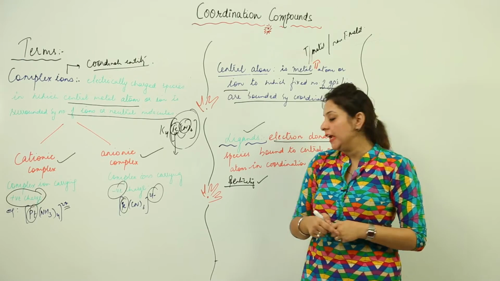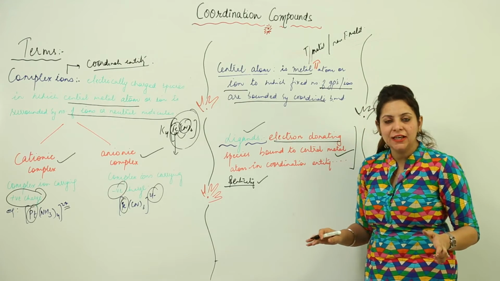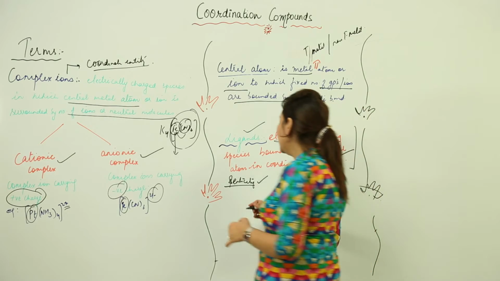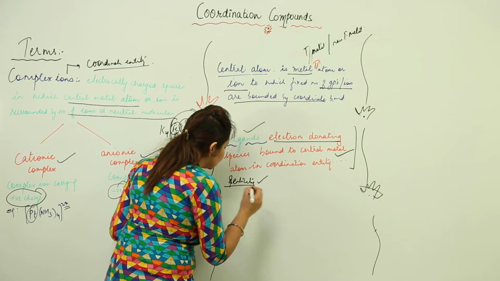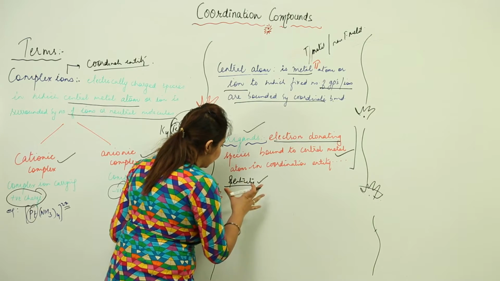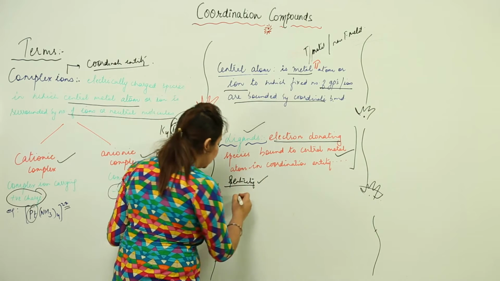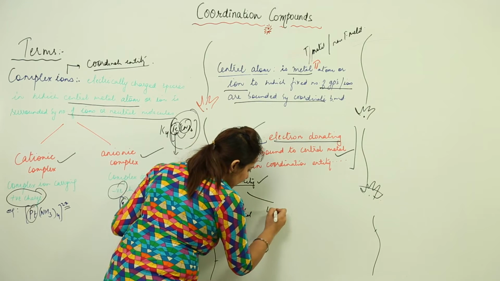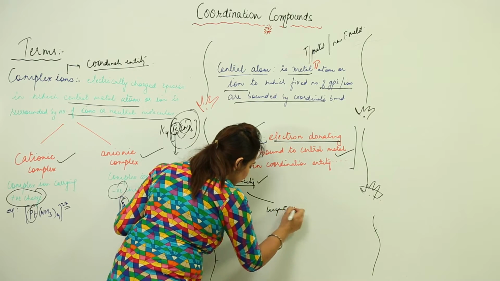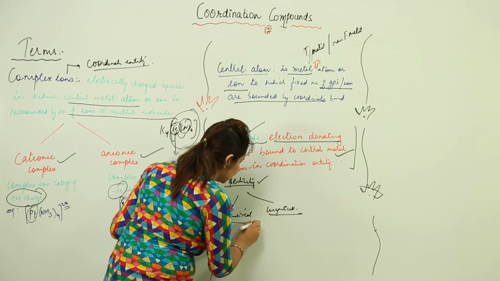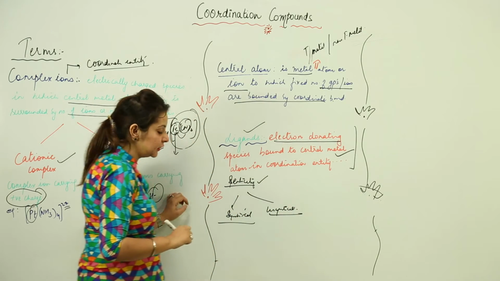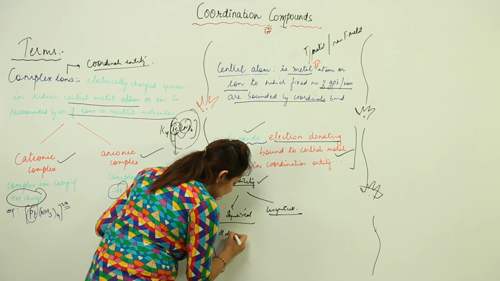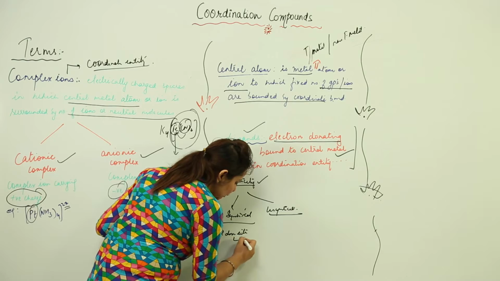Now on the basis of denticity we have already classified ligands into unidentate, bidentate, polydentate. Now depending upon whether the ligand is going to be symmetrical or unsymmetrical, we classify into two categories: symmetrical ligand and unsymmetrical ligand. So in symmetrical ligand, what is there? The two donor sites are actually same.